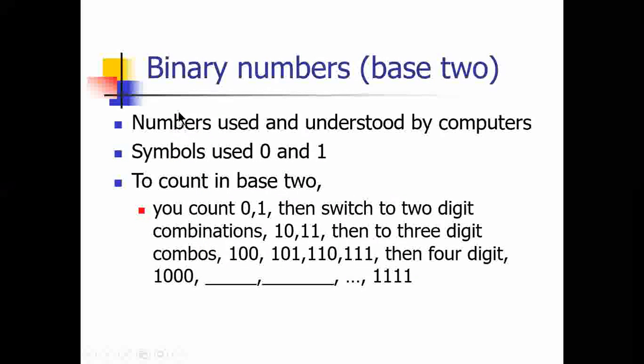So therefore, the binary numbers, which are numbers that are understood by the computer, use the symbols 1 and 0. Remember, a number is just a symbol for counting and calculation. So the symbols that are used for binary are only 0 and what? And 1. So to count in base 2, you count 0 and 1. Then switch to two digits, the combinations 10 and 11. Then the three digit combinations, 100, 101, 110, and 111. Then four digits, that is 1000 all the way up to 1111. That's how the combinations of ones and zeros are used in the computer.